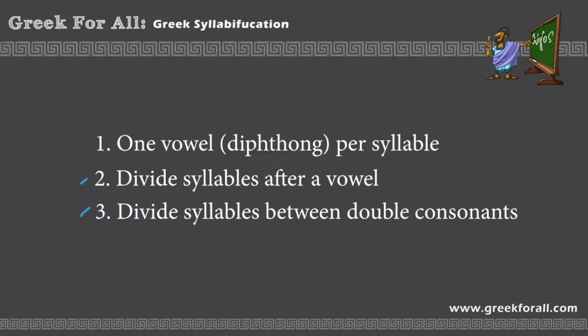I leave the link in the description box below. So now let's review these 2 rules. Divide syllables after a vowel. Every time you see a vowel, you cut the syllable right after it. So there will be a division between the syllables after a vowel. And the second one: divide syllables between double consonants. So when you see 2 consonants, you divide the syllable in between them. Now let's take a look at some examples and see how these rules work.